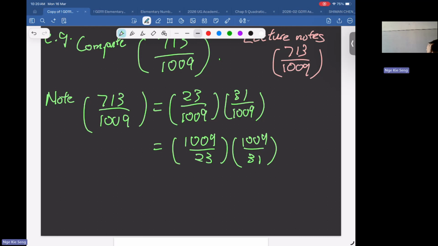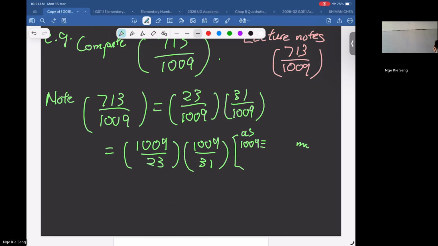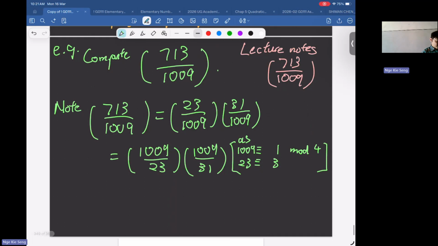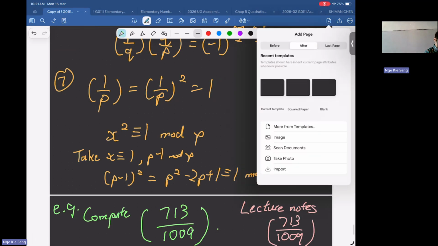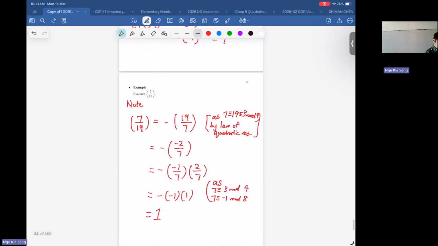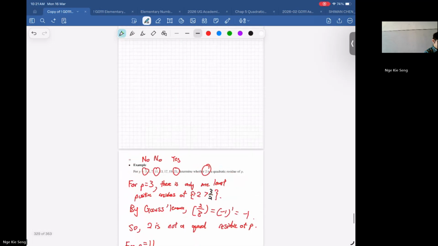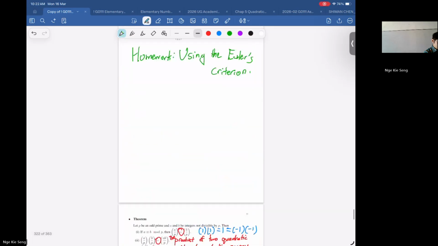So from here, because what do we need to check here? We need to check whether 1009 is congruent to what mod 4. Is it 3 mod 4? 1 mod 4? And then 23, 3 mod 4? And then 31, also 3 mod 4. So what's this thing here? Well, I guess we have to state another corollary here, which is this one.